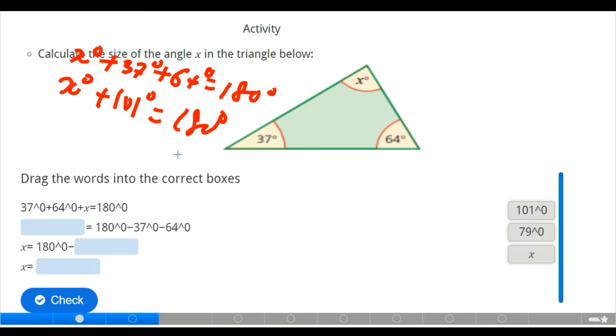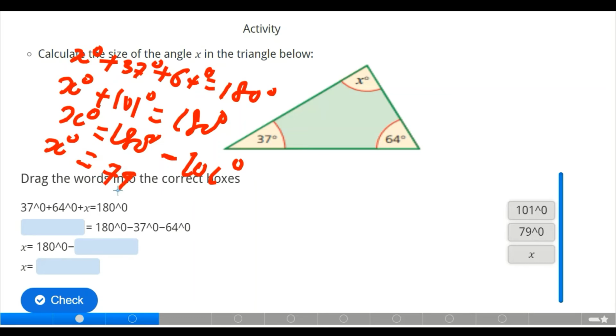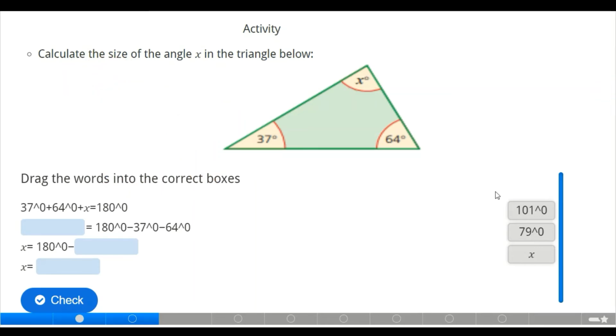So we want to get S. We bring 101 to the other side, and the sign changes to minus. So we have 180 degrees minus 101 degrees. What is 180 minus 101? That gives us 79. So S is 79 degrees. Let's put the right answer into the boxes because we already have the calculation here.